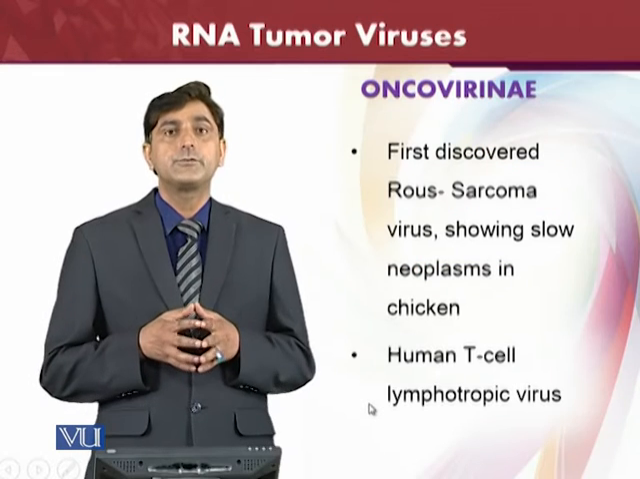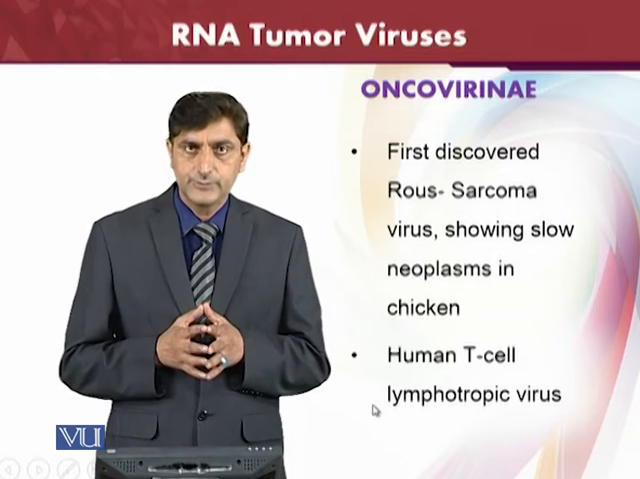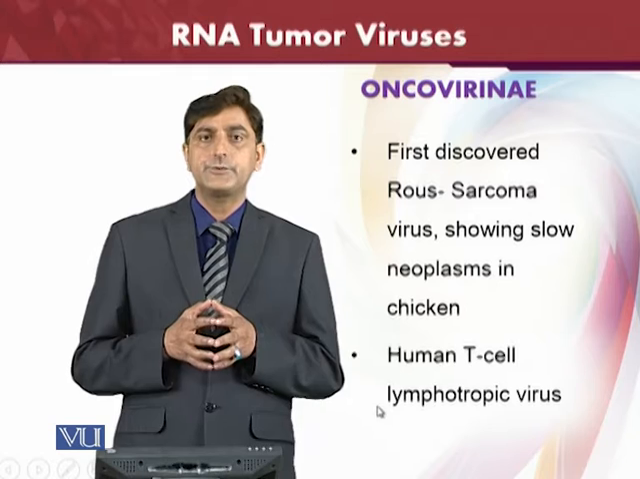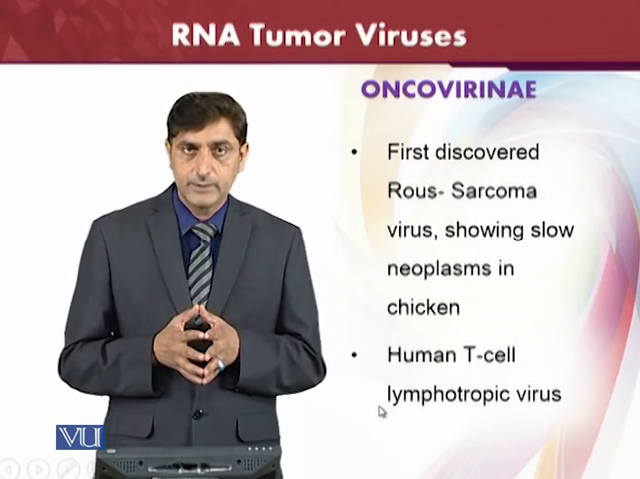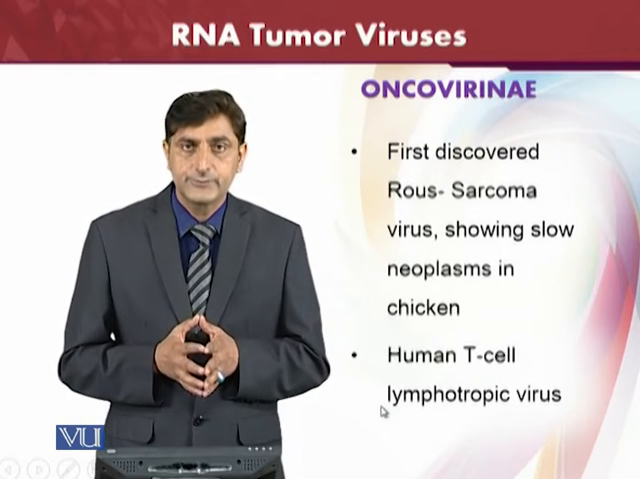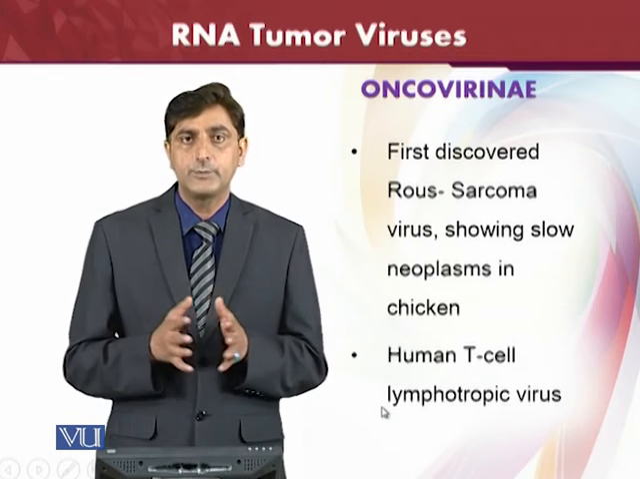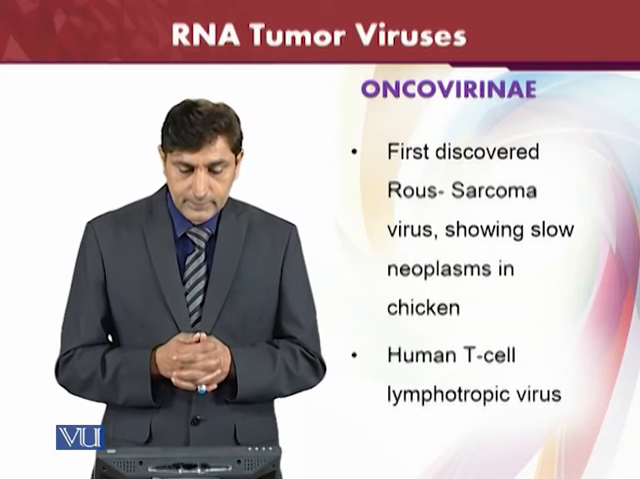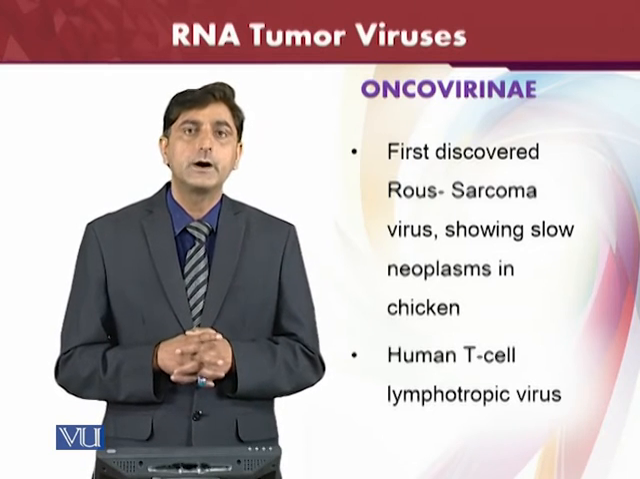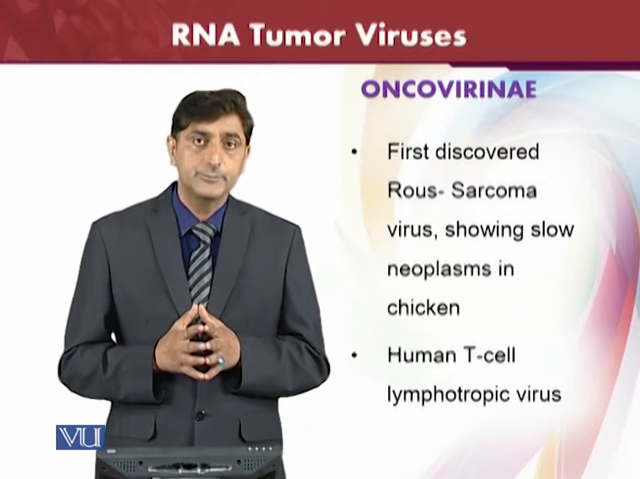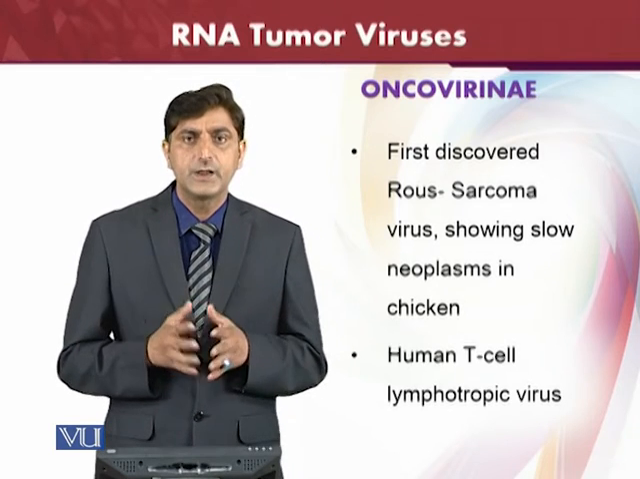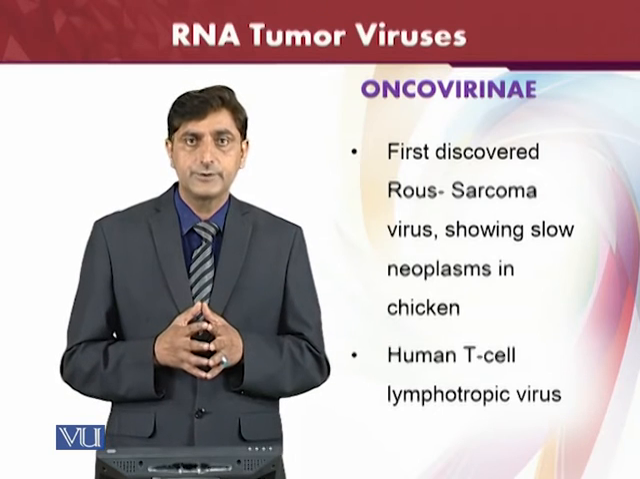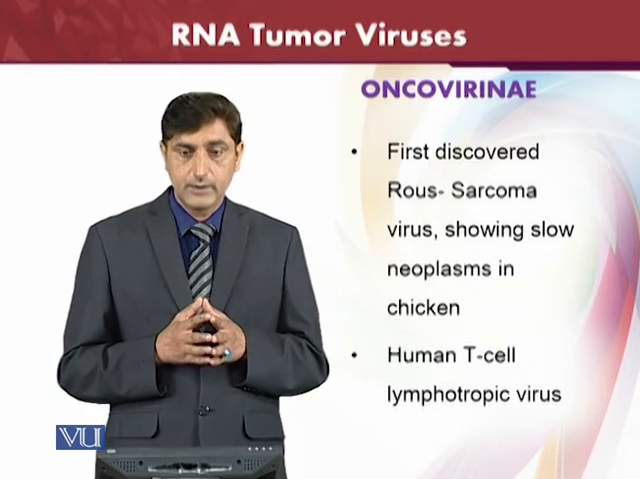We will take the examples one by one of the different RNA viruses we have just studied: the oncovirine, the Lenti viruses, and the Spuma viruses. We will see how they are capable of causing disease and what kind of cancers are caused in animals or in human beings by the specific type of virus. So oncovirine was first discovered through the Rous sarcoma virus in slow neoplasm, and it was discovered in chickens. In the chicken, it was causing Rous sarcoma, a cancer, and it was caused by the oncovirine.